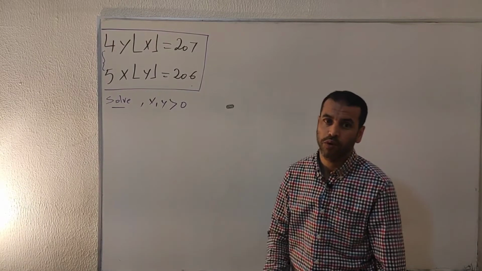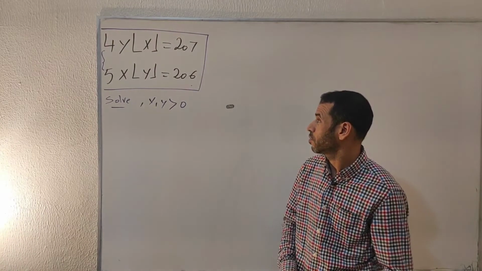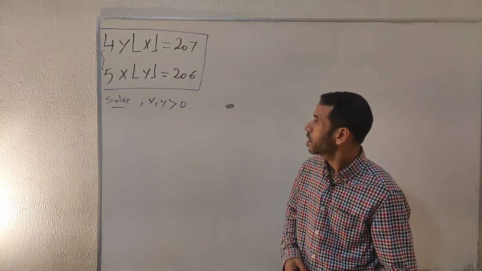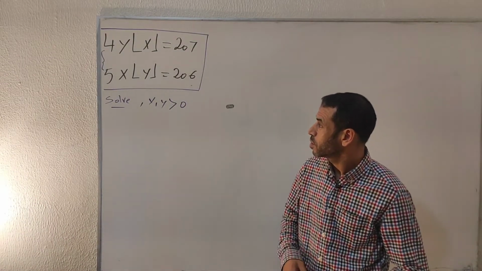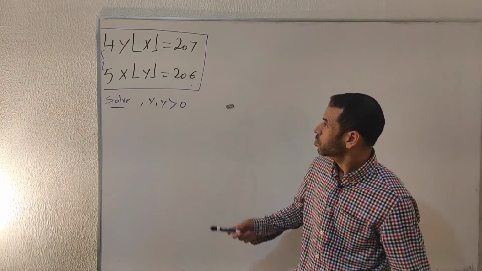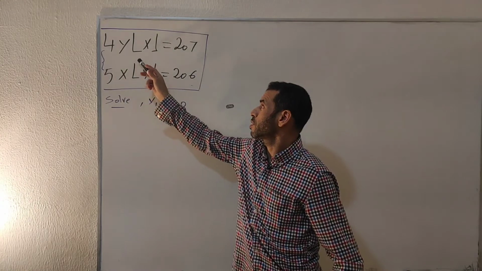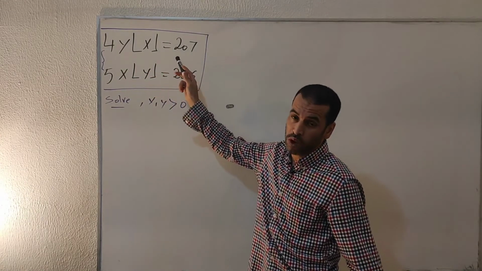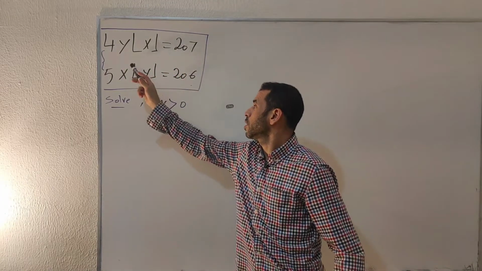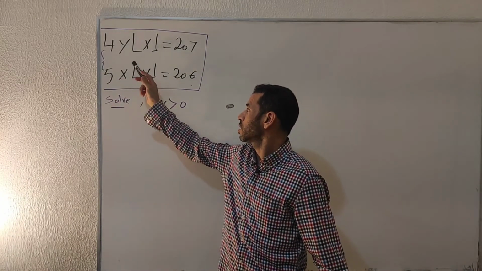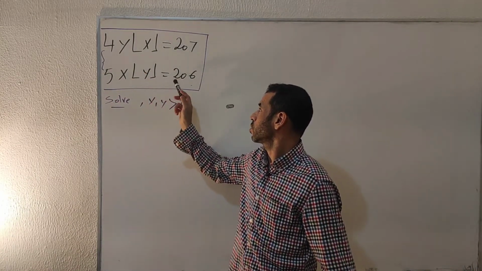In today's video, I have brought you a very nice equation involving the floor function with two different dependent variables, x and y. You may be interested in this one. Here is the following equation. We have 4 multiplied by y multiplied by the floor of x equals 207. And then the second equation, we have 5x multiplied by the floor of y equals 206.